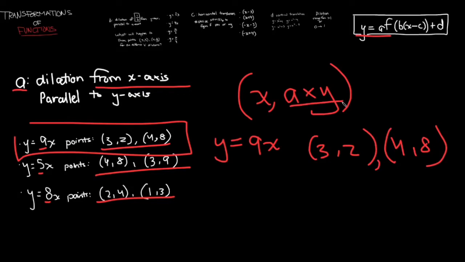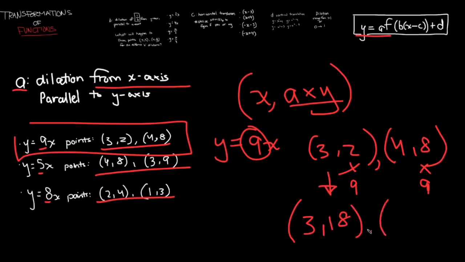So remember how I said a multiplies with y? Well, this is y, and this is y. So basically it's just simple multiplication. So 2 times 9, which we've identified is a, 2 times a, and 8 times a, and that obviously becomes 2 times 9 and 8 times 9, because a is 9. So that means these coordinates change over to become (3, 18) and (4, 72). So these are the new coordinates now, after transforming them.